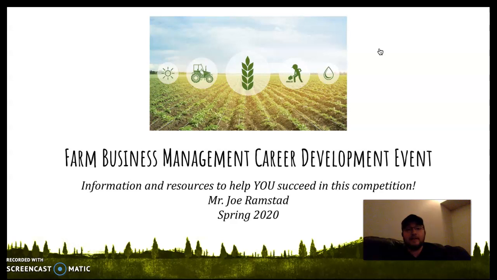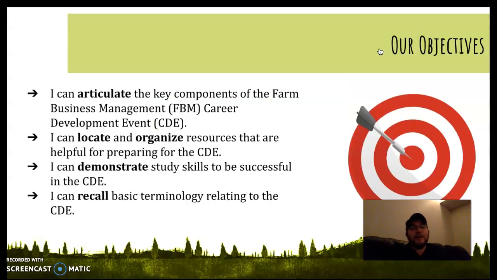All right, so we have a couple of key objectives that we want to accomplish in this presentation. First, I can articulate the key components of the Farm Business Management, or FBM, Career Development Event. I can locate and organize resources that are helpful for preparing for this CDE. I can demonstrate study skills to be successful in the CDE. And lastly, I can recall basic terminology relating to the CDE.